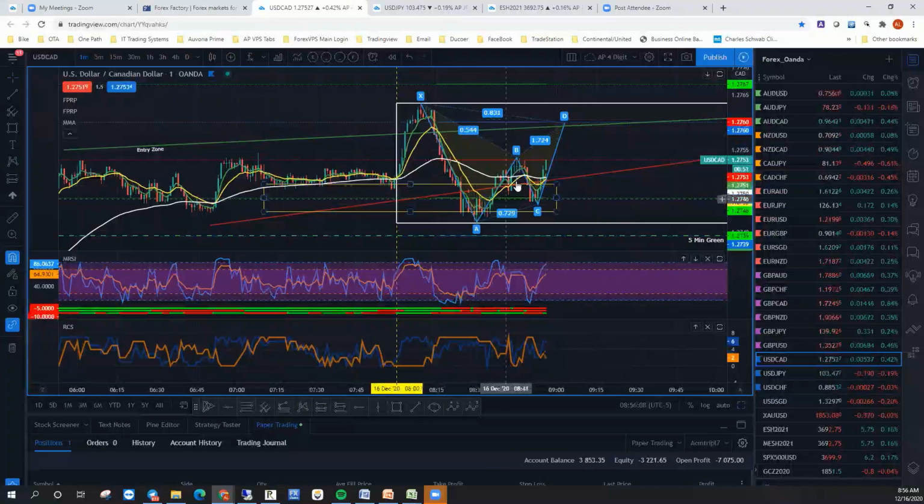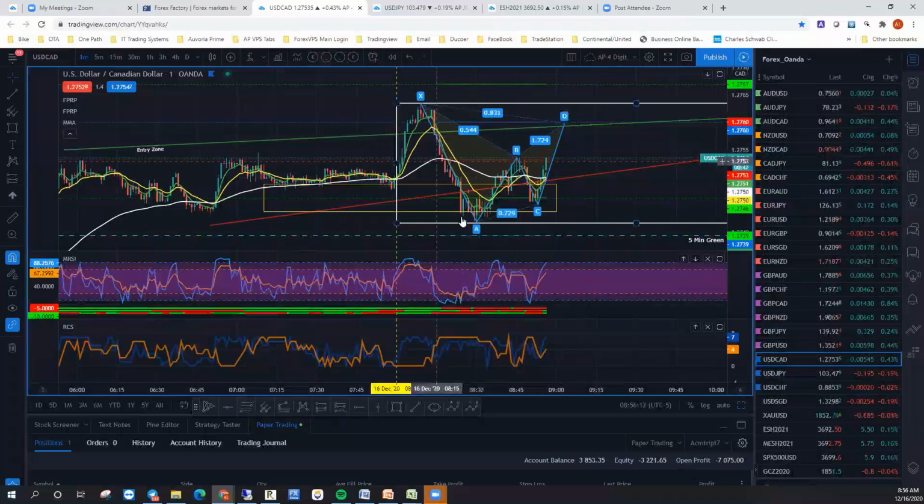And here's our W. That's the wedge within a wedge, right? And well, here's our W. A W at the end of a move and coming back up to, this would be an area, again, this would be the area to go short again if this is a true harmonic.